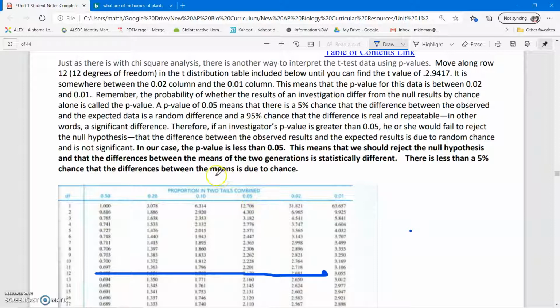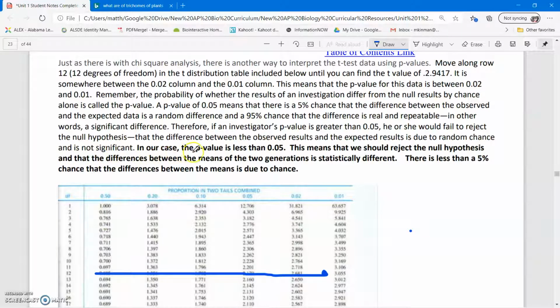So remember, and as it says up here in your notes, the p-value of 0.05 means that there is a 5% chance that the difference between the observed and the expected data is a random difference, and a 95% chance that the difference is real and repeatable. In other words, a significant difference. Therefore, if an investigator's p-value is greater than 0.05, he or she would fail to reject the null hypothesis that the difference between the observed results and the expected results is due to random chance and is not significant.